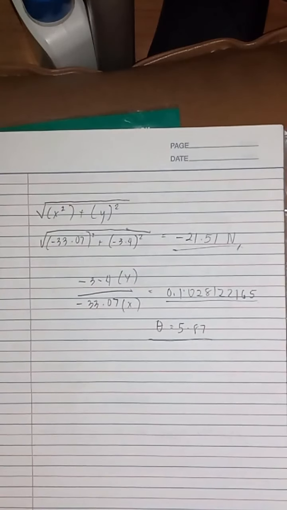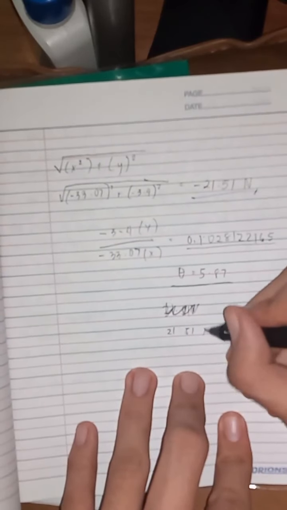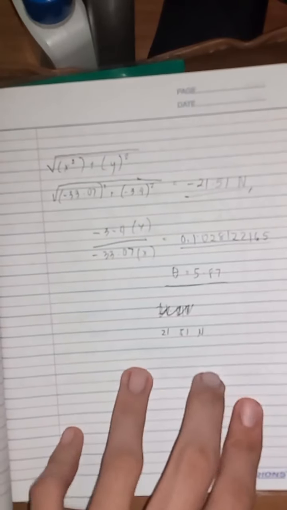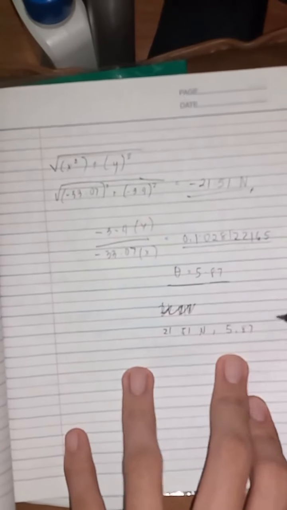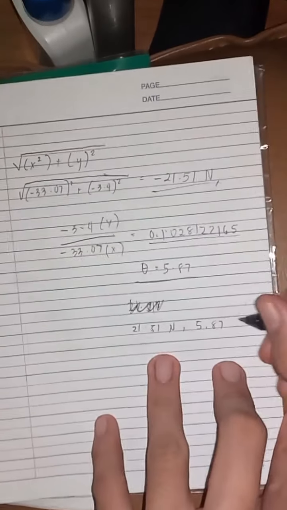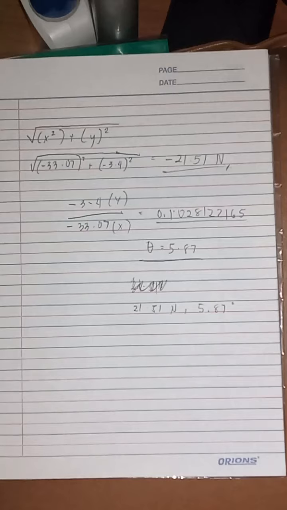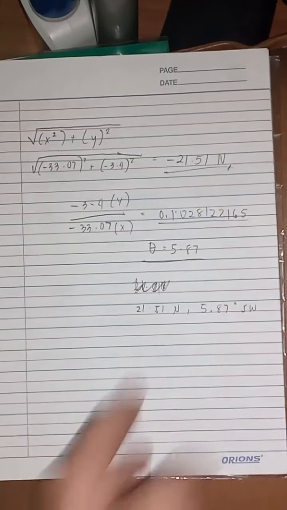So now, 21.51 newtons. Guys, don't forget the unit. It's very important that you do not forget the unit. At 5.87 degrees of southwest. Why southwest?